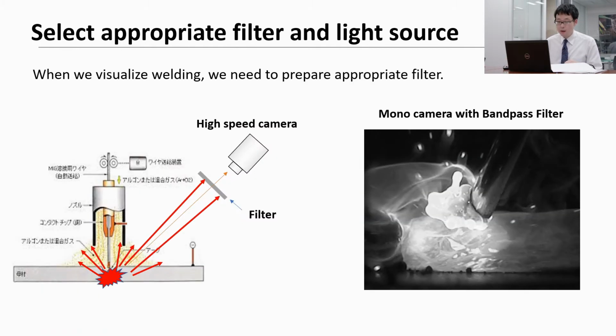When we visualize the welding, if we use a filter blocking strong light, we can visualize the phenomenon of the welding pool clearly. Like in this figure, we need an appropriate filter blocking the strong visible light and infrared light in order to visualize the welding pool.